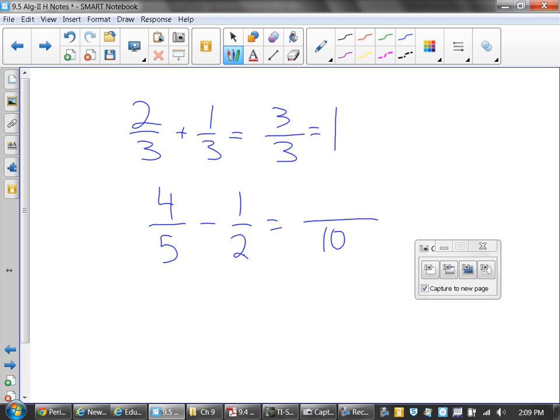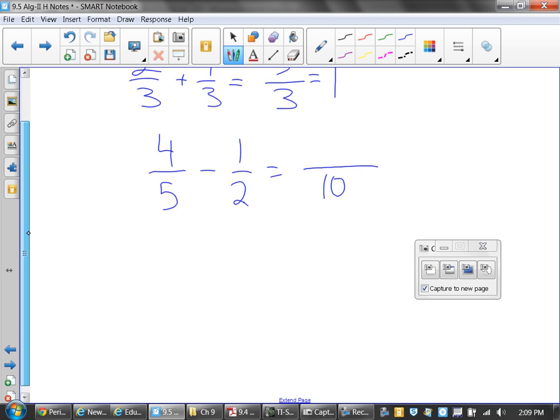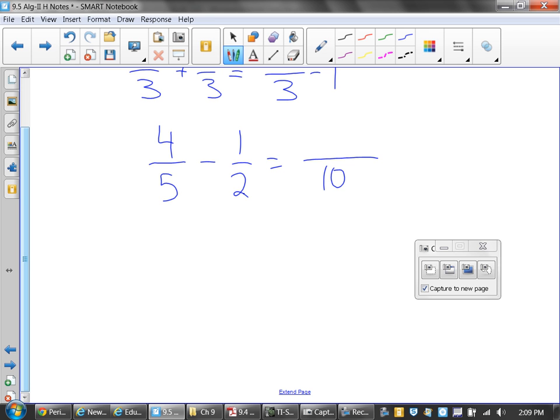Now, when you did this, you had to figure out what you have to multiply the 5 by to turn it into a 10. You had to multiply it by a 2. But if I multiply the denominator by 2, I have to multiply the numerator by 2 as well. Not 5. You guys have done this step a bunch of times already in this class.